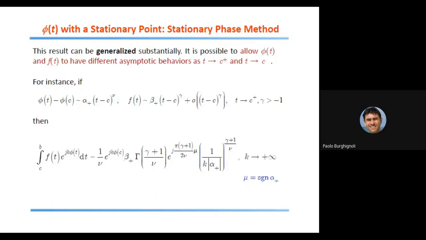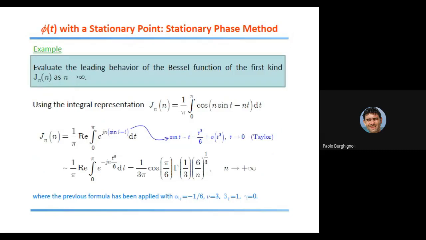And also in this case, we can generalize this. For example, we may allow the functions phi and f to have different asymptotic behaviors on the left and on the right of the stationary point. So we introduce constants alpha plus, beta plus, and alpha minus, beta minus, and so on. Everything is generalized quite smoothly. No particular changes.